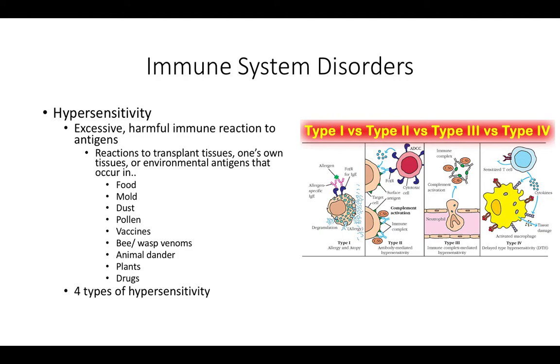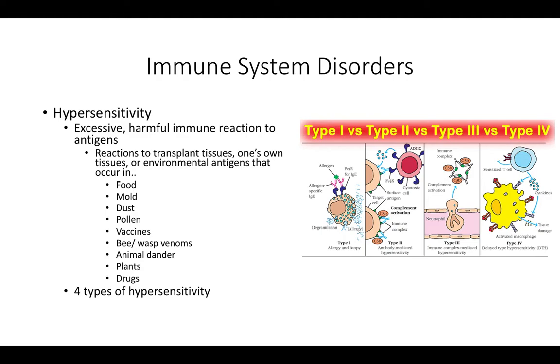that we're going to talk about is hypersensitivity. So hypersensitivity is just basically a big, excessive, really harmful immune reaction to different antigens. So we can see hypersensitivity as part of a reaction to transplanted tissues. Sometimes people have these hypersensitivities to their own tissues, which is called autoimmune disease, and we'll talk about that. Or they can have them in reaction to environmental agents or antigens that occur in things like food, mold, dust, pollen, vaccines, venoms, pet dander, plants, and drugs.